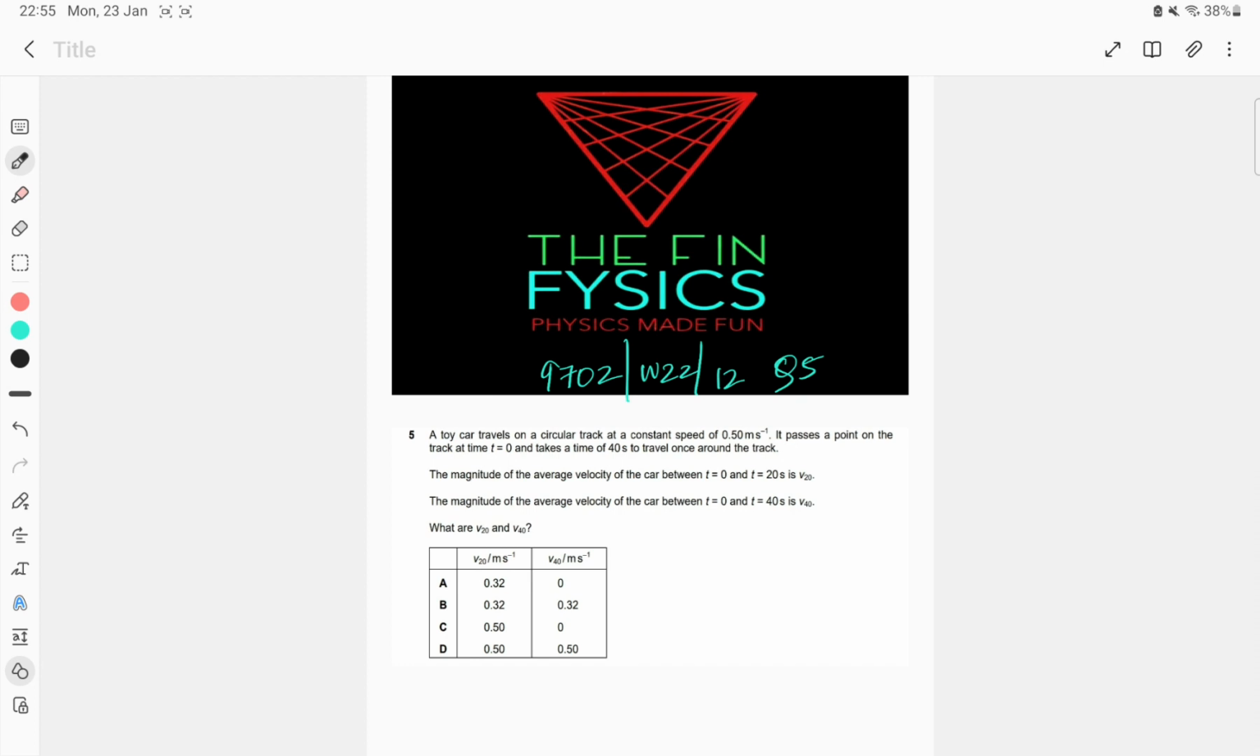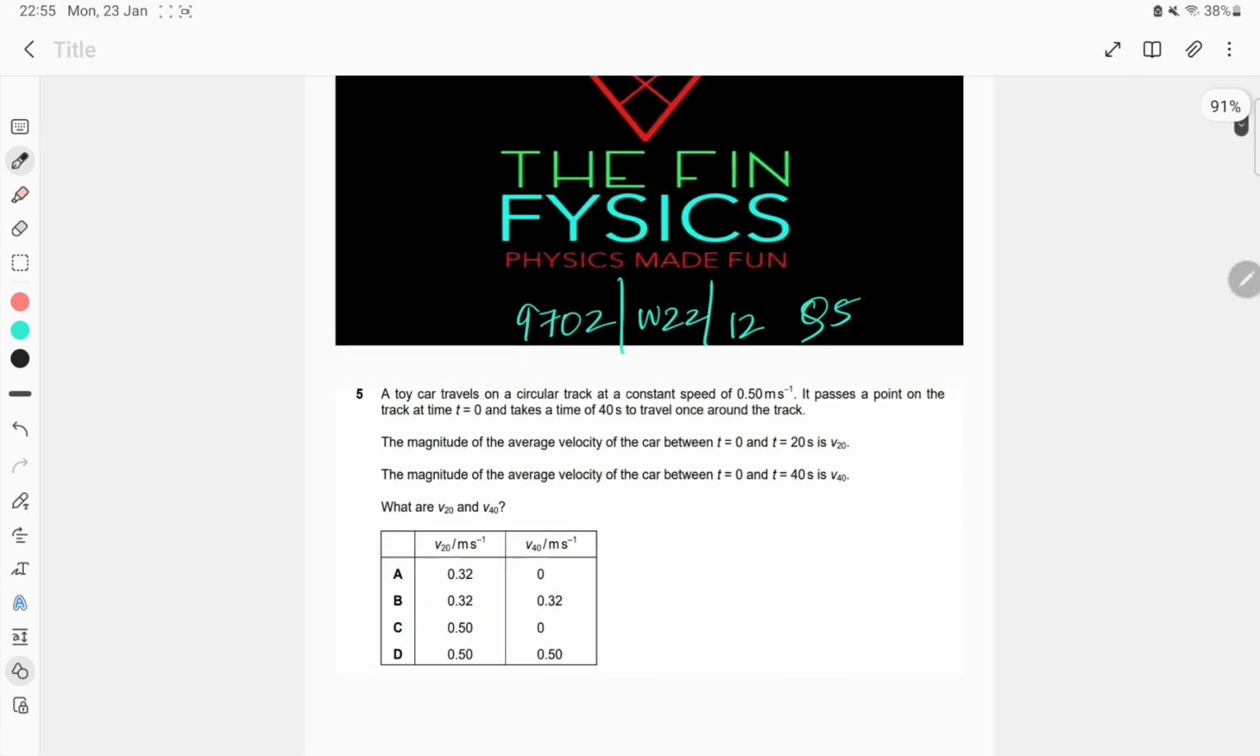Now here is this question from 9702 Winter 2022, the latest series, paper 1 variant 2, question number 5. Reading the question for you all: a toy car travels on a circular track at a constant speed. So I have been given the speed of the car. Mind you, it is speed, not velocity, and it is constant, which means I don't need to use my equations of acceleration or the SUVAT equations. The only equation I will use is speed is distance upon time.